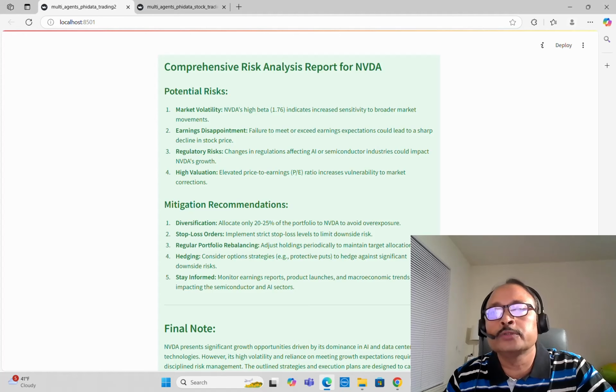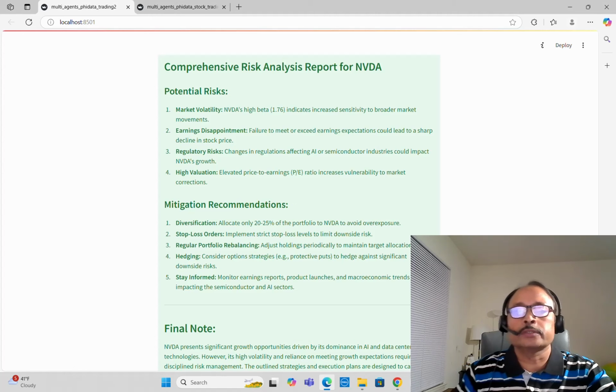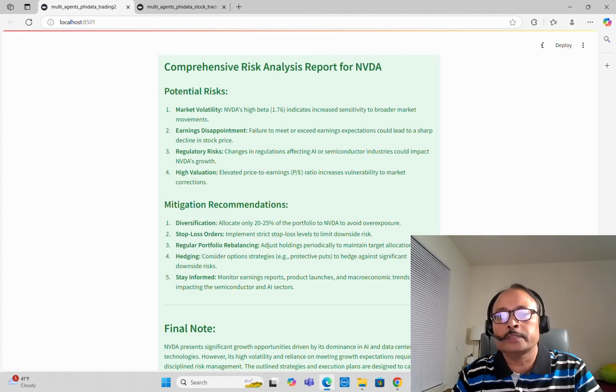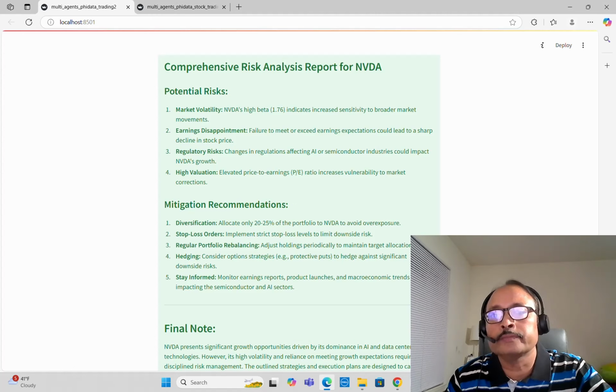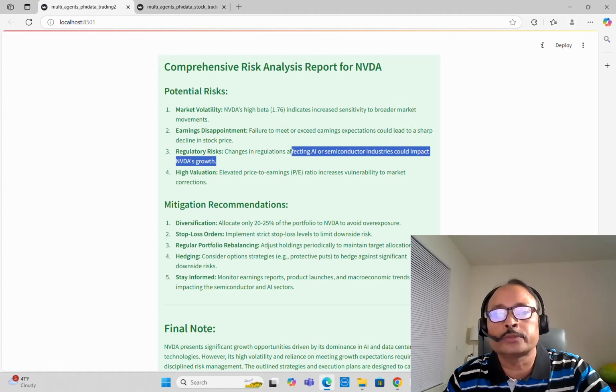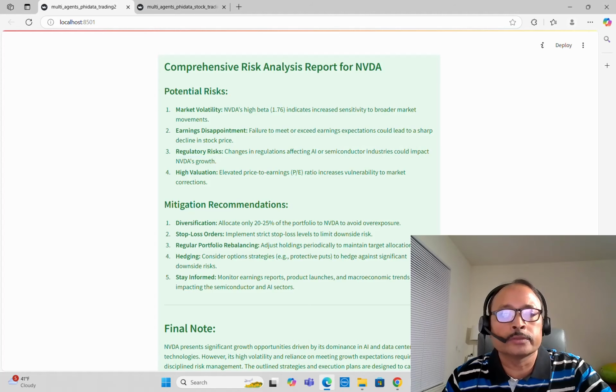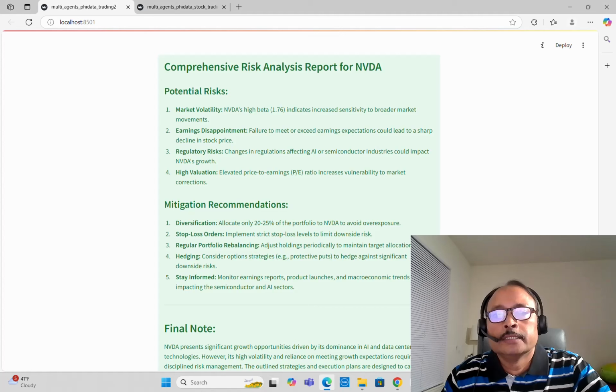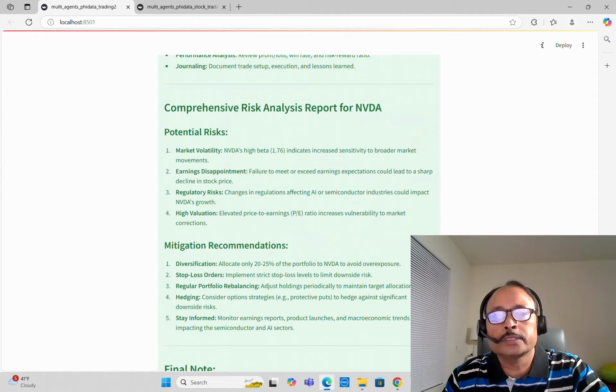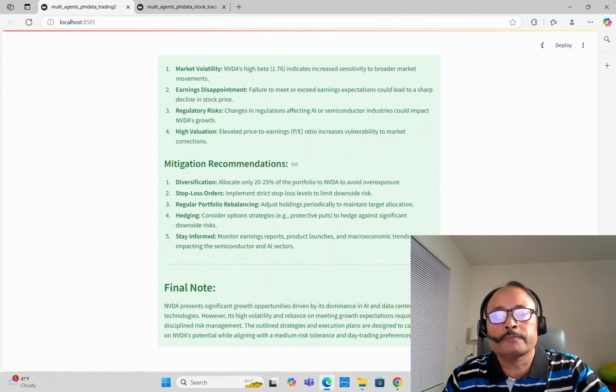Earning disappointment: failure to meet or exceed the earning expectation could lead to a sharp decline in the stock prices. The regulatory risk. Sometimes, if there is a change in the government regulations affecting the AI or semiconductor industries, that could impact NVIDIA's stock growth. Then high valuations. Elevated price to earning ratio increases vulnerability to market correction. All these things. So what are the risk mitigation recommendations?